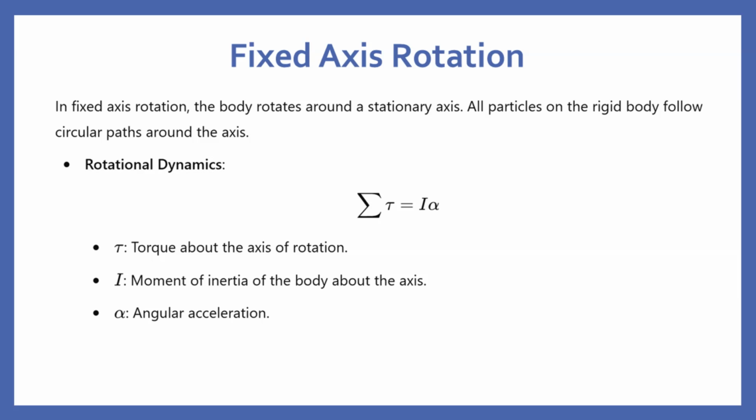In this equation, torque, tau, represents the rotational force applied about the axis of rotation. Moment of inertia, I, is the measure of the body's resistance to changes in its rotational motion. Angular acceleration, alpha, is the rate of change of angular velocity. Understanding this principle helps us analyze the motion of rotating objects, such as wheels, gears, and any system where rotation around a fixed axis occurs.